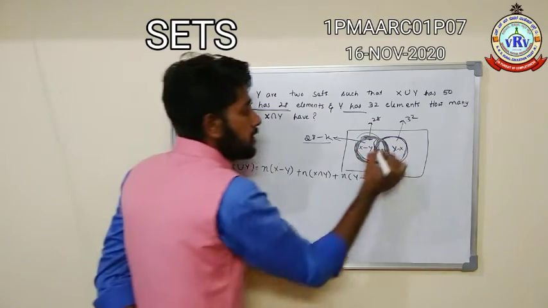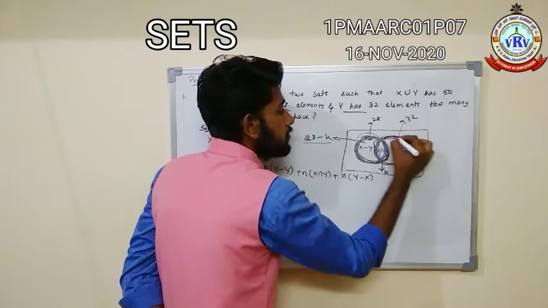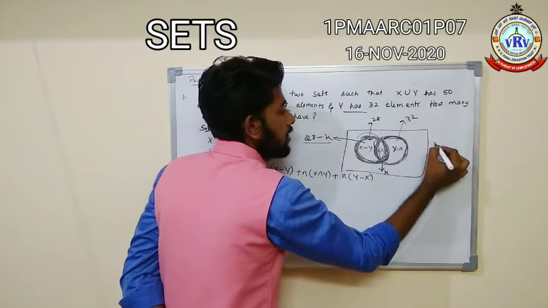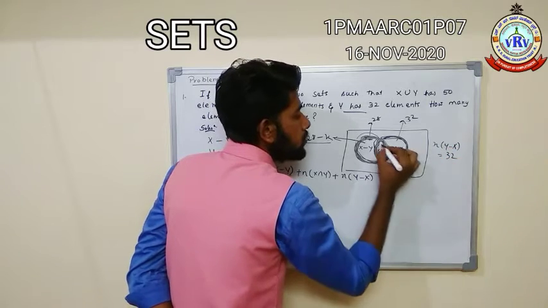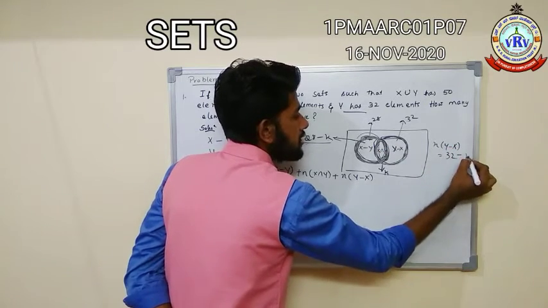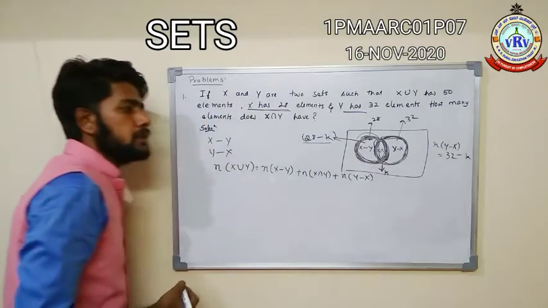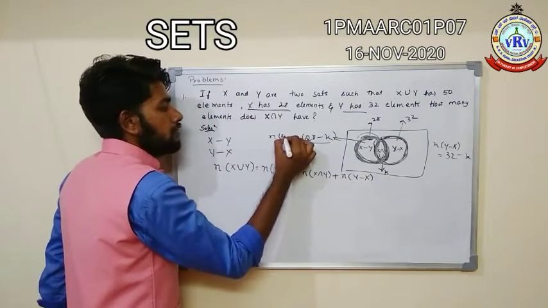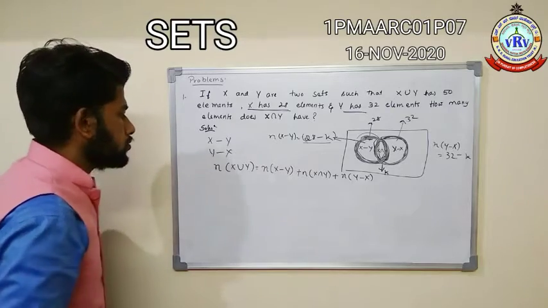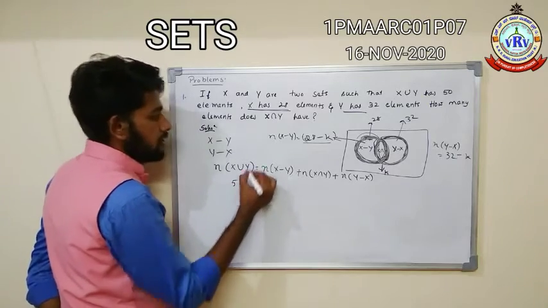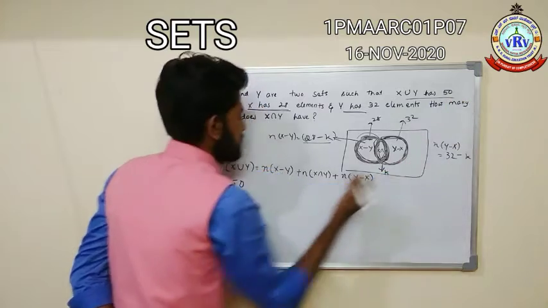Same way, the number of elements present in y minus x, n of y minus x, is equal to 32, in which we have to neglect this k. So this is n of x minus y, and that is n of y minus x. We can find it this way also. X union y is equal to 50, which is given.